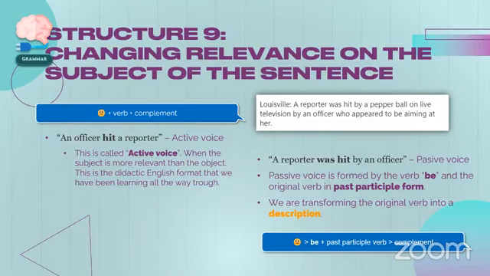An officer hit a reporter. This is called active voice, when the subject is more relevant than the object. This is the didactic English format that we have been learning all the way through.